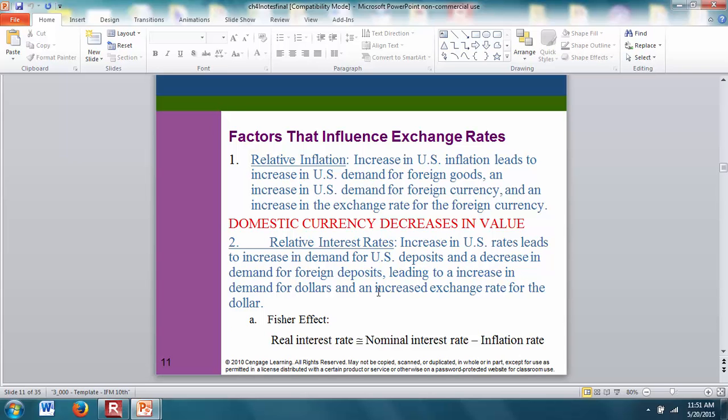In this case, an increase in US rates leads to an increase in demand for US deposits and a decrease in demand for foreign deposits, leading to an increase in demand for dollars and an increased exchange rate for the dollar. Whenever the real interest rates are higher in the US, investors from other countries want to buy US bonds simply because they are getting a higher interest rate in real terms. Okay, so because of that, we can expect the value of the US dollar to appreciate.